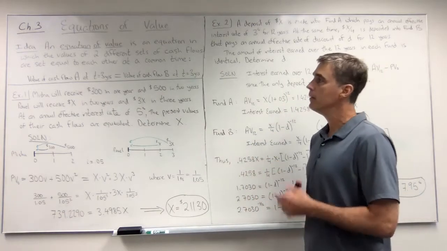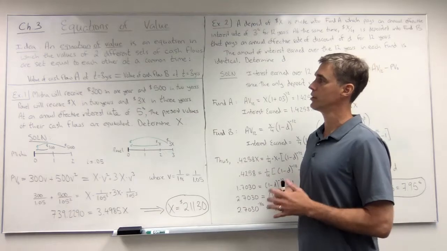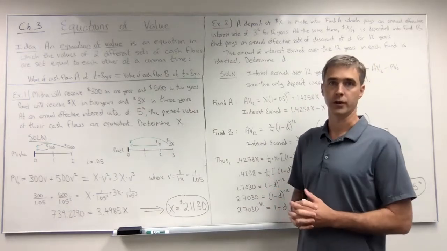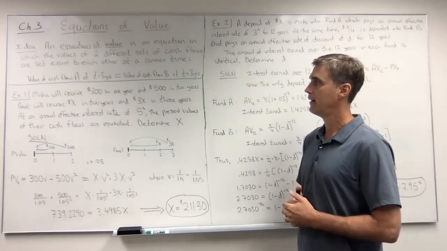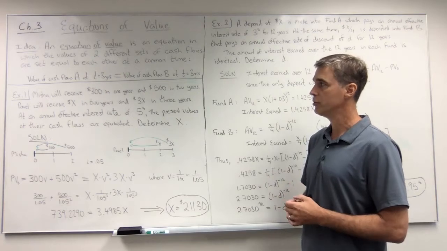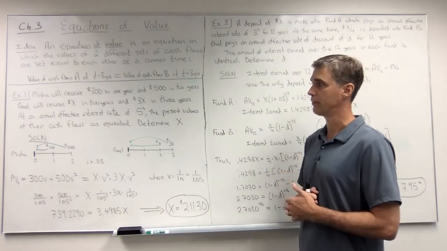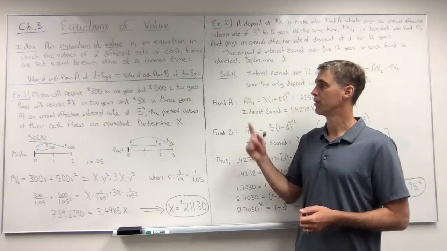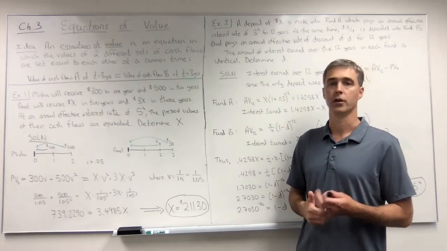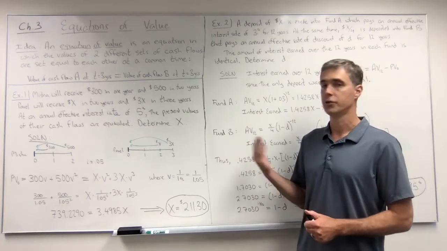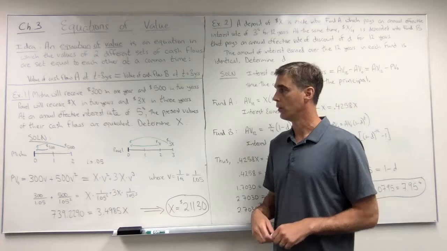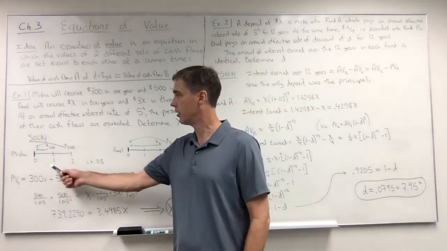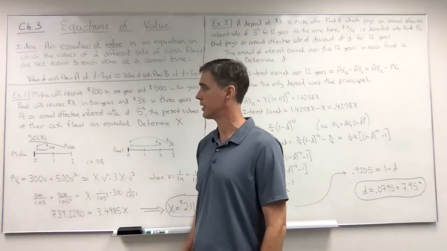Example 1. Misha will receive $300 in 1 year and $500 in 2 years. Pavel will receive X dollars in 2 years and $3X in 3 years. At an annual effective interest rate of 5%, the present values of their cash flows are equivalent. Determine X. All right, well, so here's Misha, $300 at time 1, $500 at time 2.